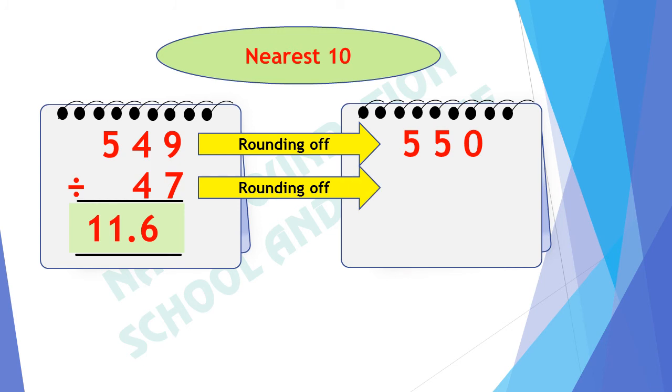If we round off this number 47 to the nearest 10, we will consider the digit in units place, and the digit in units place is 7. Now what will we do? Yes, we will round up this digit 4, and instead of 7 we will place 0. Now if we divide 550 by 50, we get the answer 11.